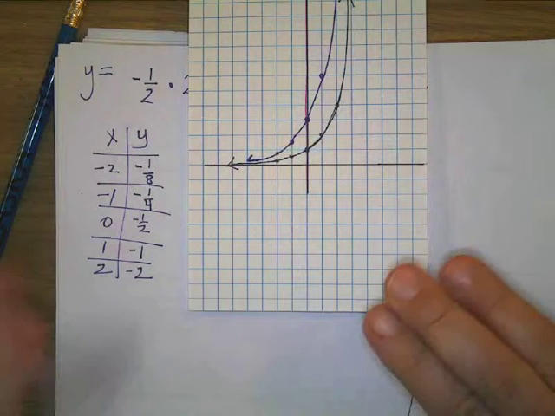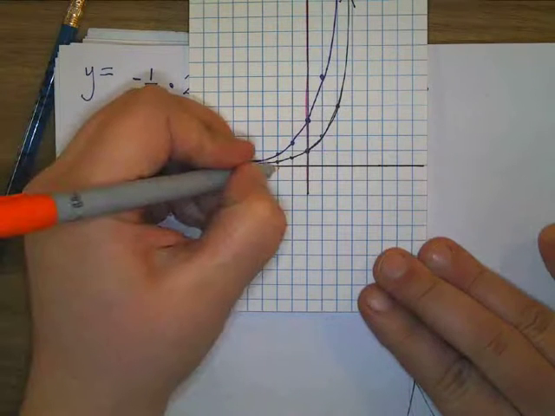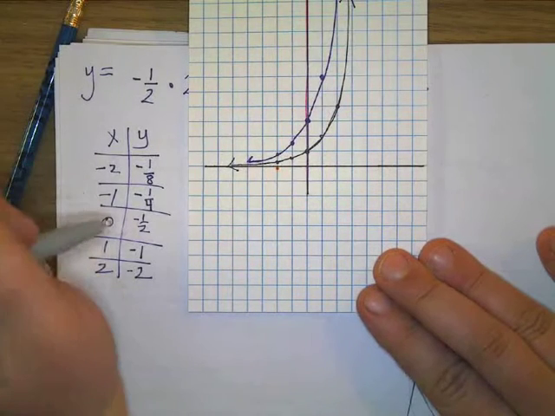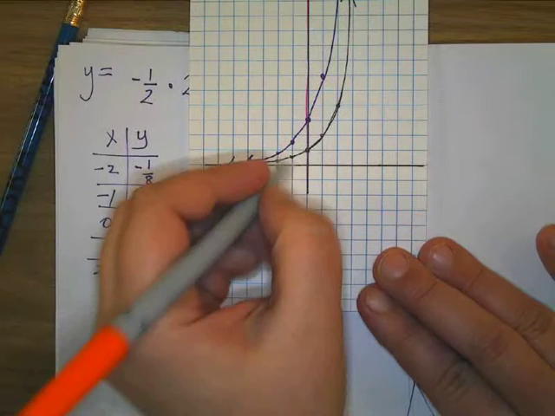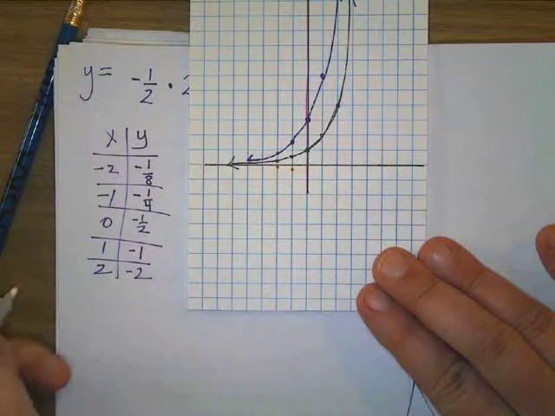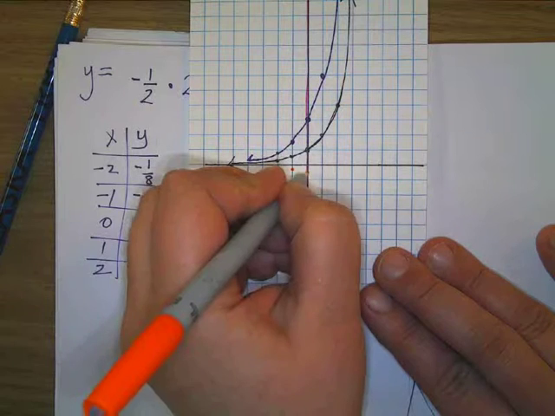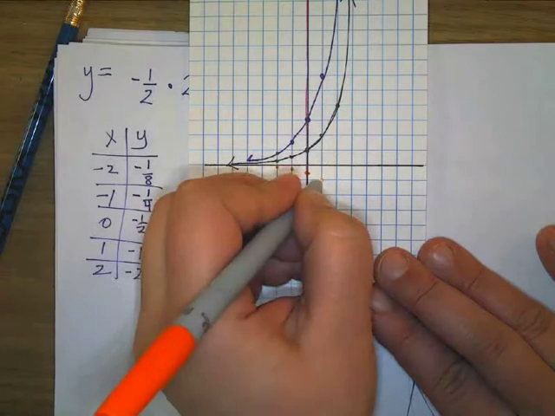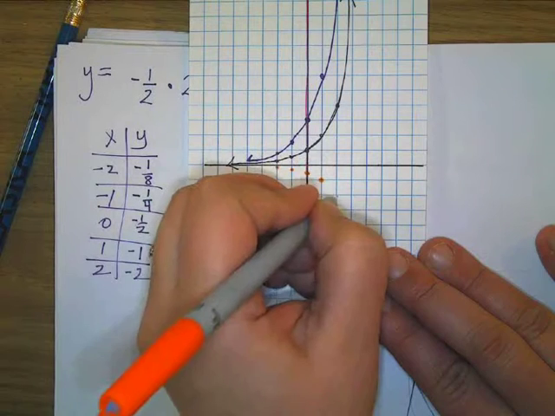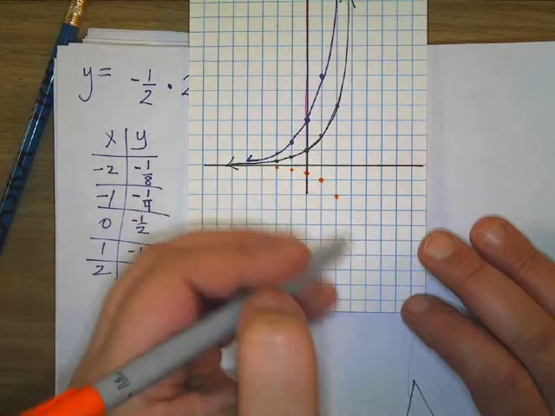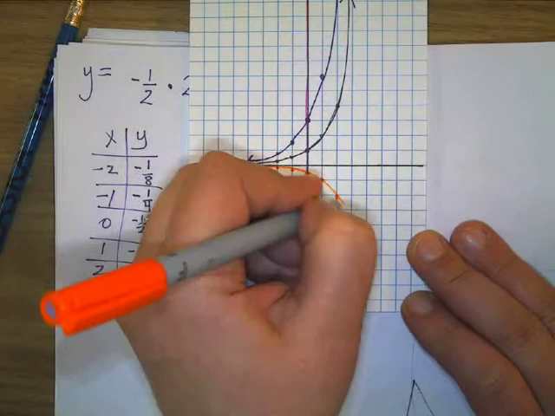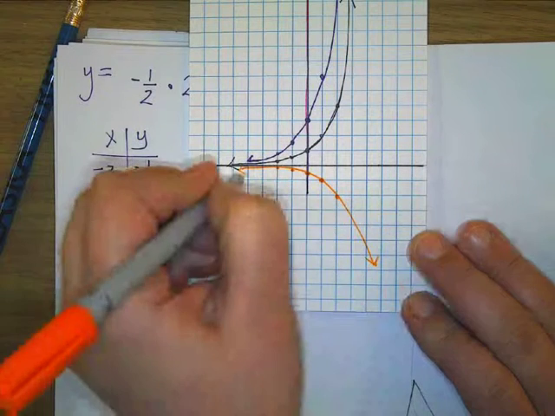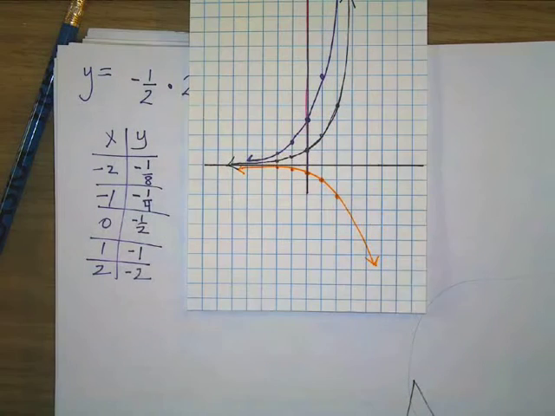So at -2, we are so close to the x-axis it almost hurts. But we're on the other side of it now, right? Because the negative reflected it. And then at -1, we're at -1/4. At 0, we're at -1/2. At 1, we're at -1, and at 2, we're at -2. So it's getting exponential, but it's just a lot slower. It looks like that. So, graphical transformations, once again, come back into play.